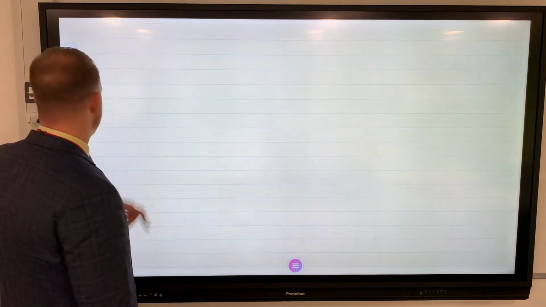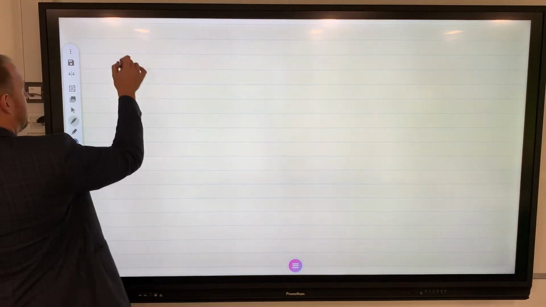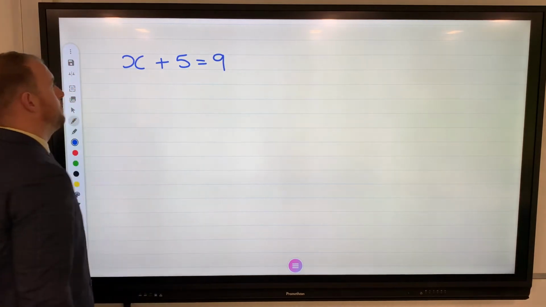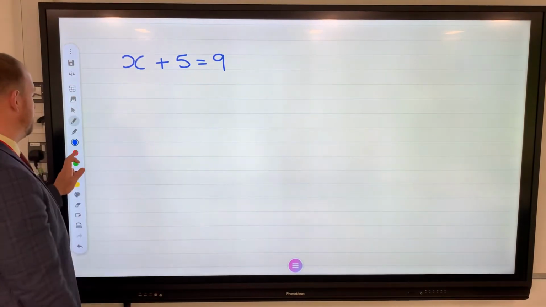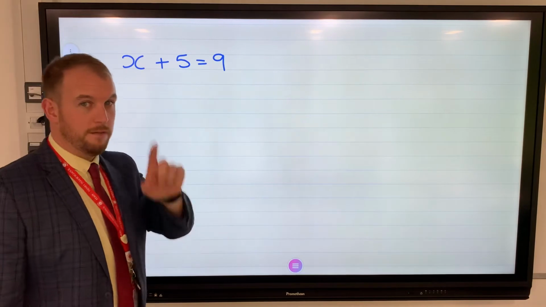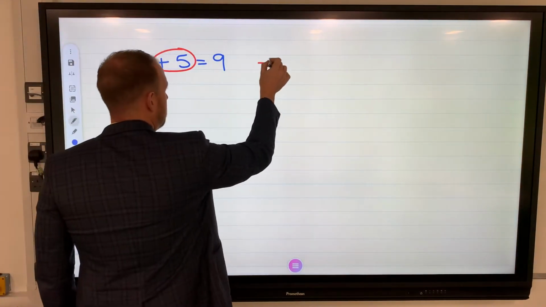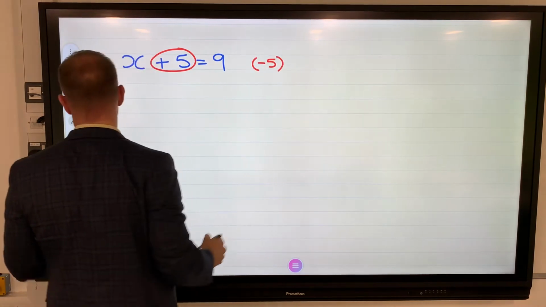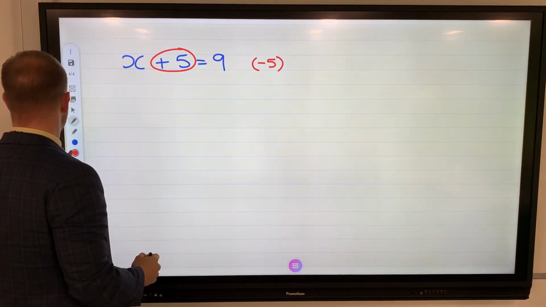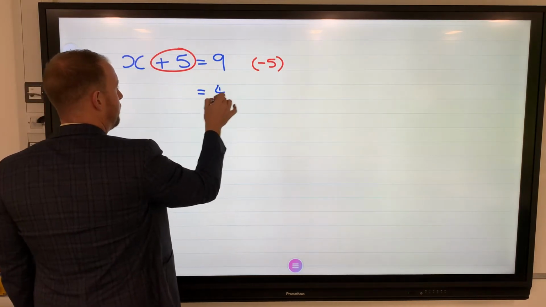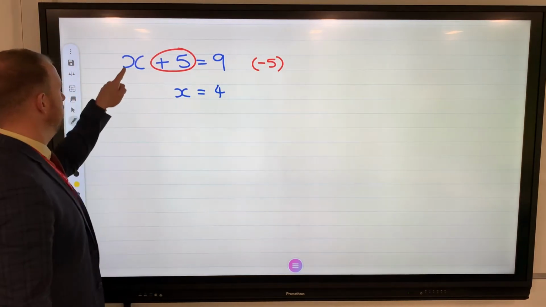One-step equations. Right, here we go. So if I had X plus 5 equals 9. Okay. Those words I put on the top of the last slide, use inverse operations to solve. Inverse of plus 5 would be to subtract 5. Okay, so we're going to subtract 5 from 9 to make 4. Therefore, the X equals 4.